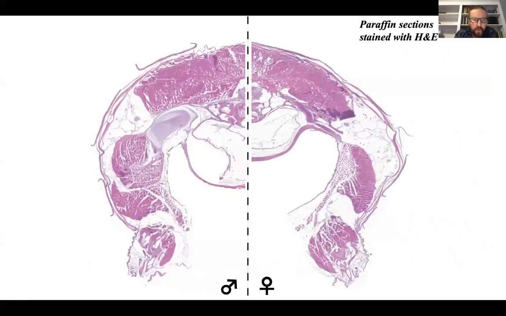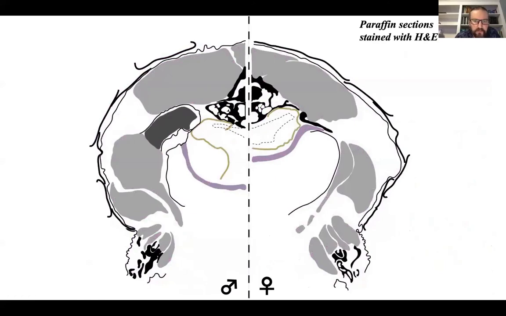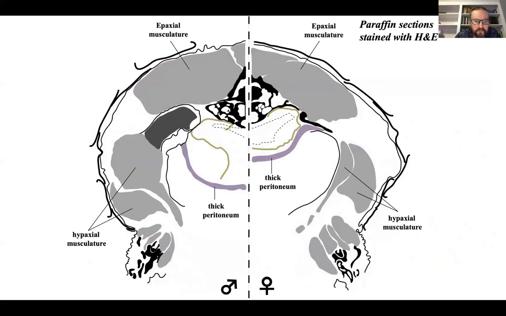So we can look at this in a different way. Here's a cross-section through the swim bladder and the hypertrophied hypaxial musculature. Here's a male on the left and a female on the right. This slide shows the difference in size of the swim bladder very nicely between the male and the female. And if we just schematize this so we can make sense of the details, we can see the clear difference in the size of the hypaxial musculature in the male. And there's also an additional structure here that is not present in the female.